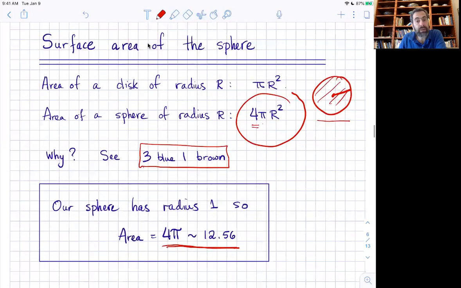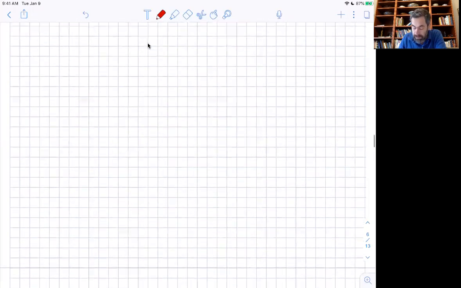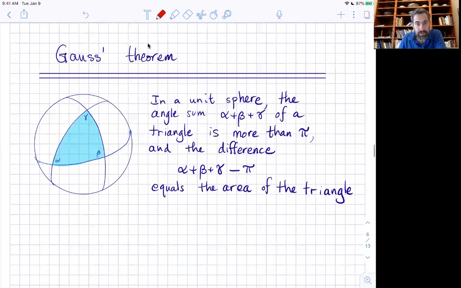Okay, now we're ready to think about our theorem. So let's look at the theorem again. Gauss' theorem states that if you draw one of these triangles, like before, but now its sides are arcs of great circles, then the angle sum, alpha plus beta plus gamma, not only is it not equal to pi, it's always more than pi, strictly more than pi. And the difference, alpha plus beta plus gamma minus pi, is exactly the area of the triangle.